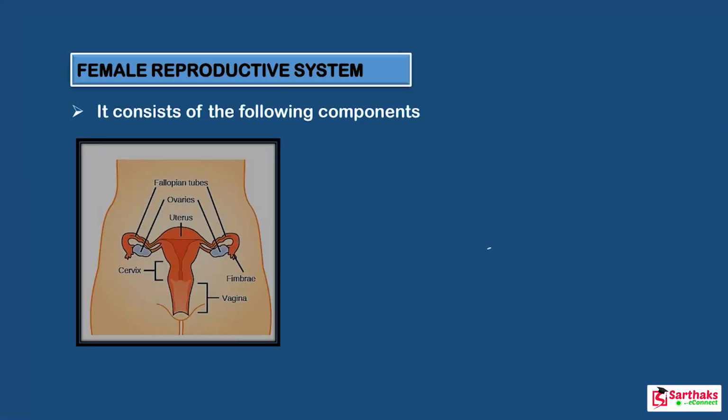Now let us discuss the human female reproductive system. This system consists of different organs, and here are the organs given in this diagram. They contain a pair of ovaries. Look at the diagram, here the ovary is given. Then the oviduct, which is also known as the fallopian tube, is also a paired structure. The next part is the uterus, and the last part is the vagina. Clear? We will discuss each and every part in detail.